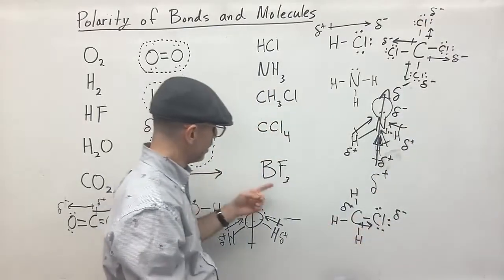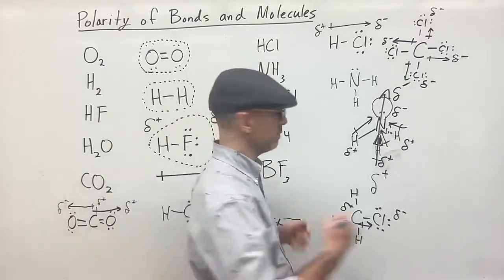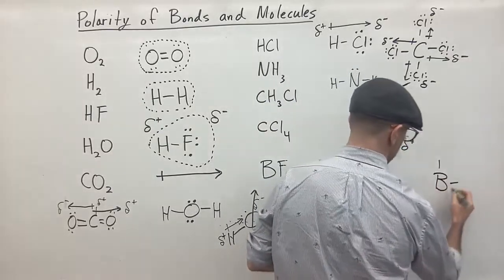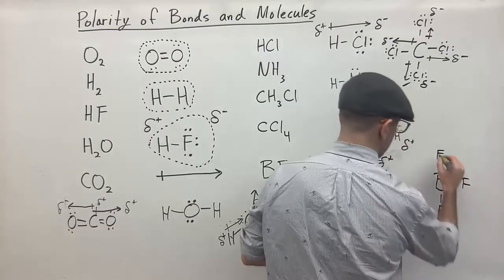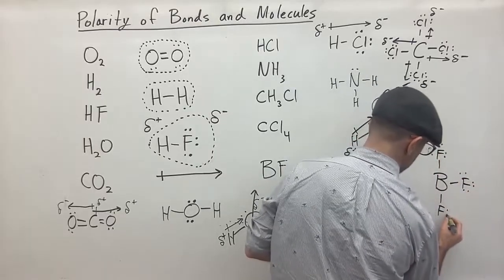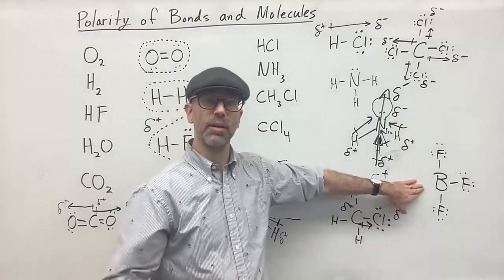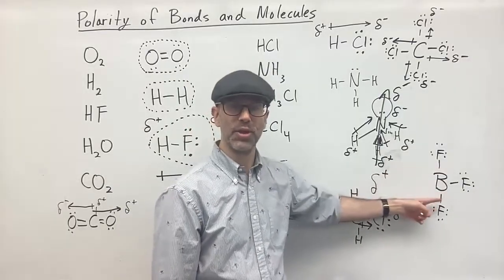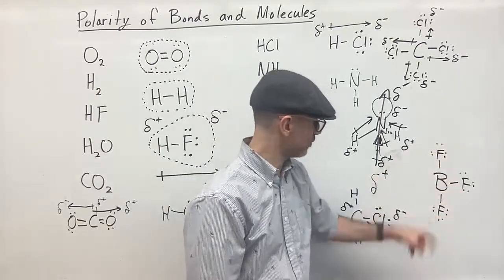And so the last example would be BF3. BF3 is another example. So if I draw BF3 down here, so if I have boron, this is boron trifluoride. And so here is the Lewis dot structure of boron trifluoride. You'll notice that boron trifluoride is one of those exceptions where boron is happy with less than an octet. And so here we have fluorines. Each fluorine has an octet.